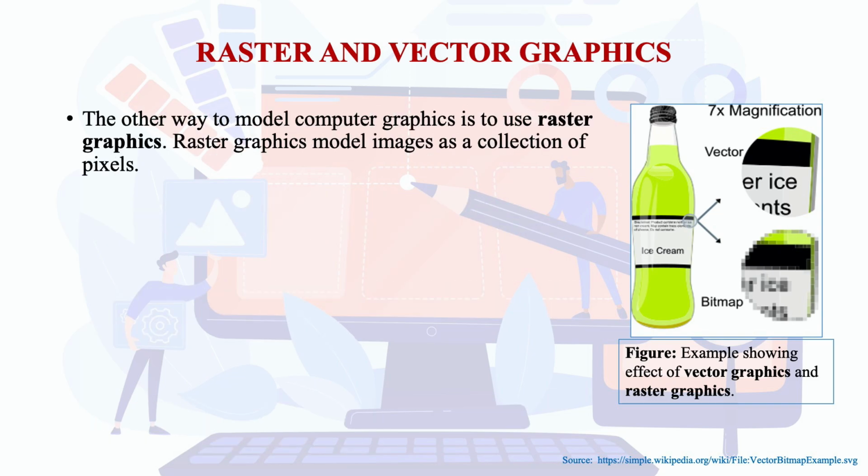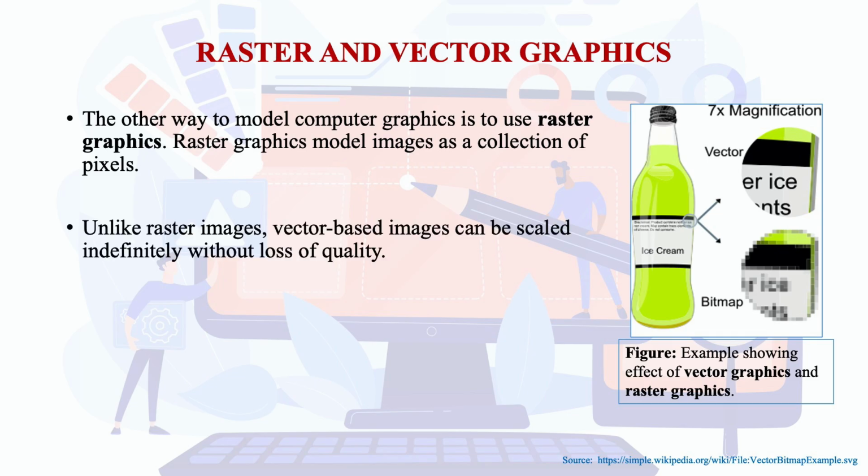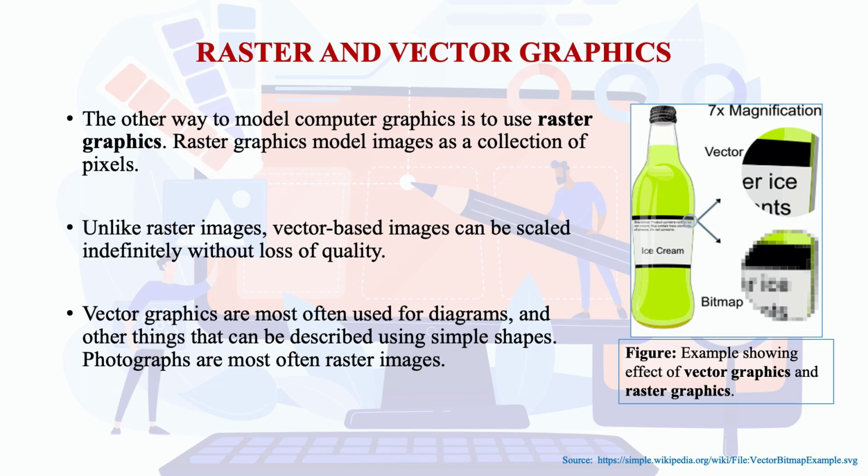The other way to model computer graphics is raster graphics. Raster graphics model an image as a collection of pixels. Unlike raster images, vector-based images can be scaled indefinitely without loss of quality. Vector graphics are most often used for diagrams and other things that can be described using simple shapes. Photographs are most often raster images.